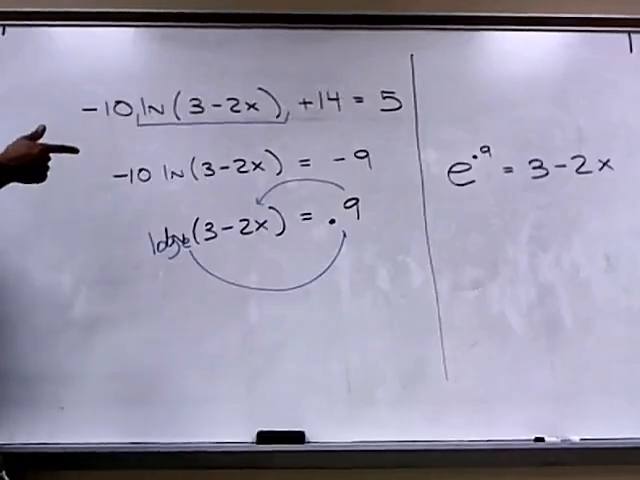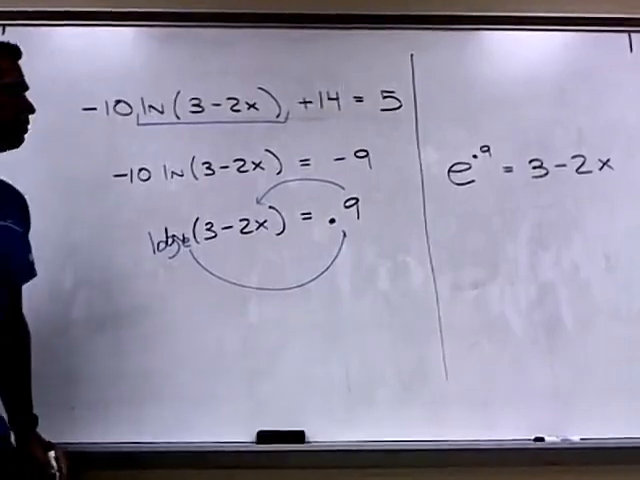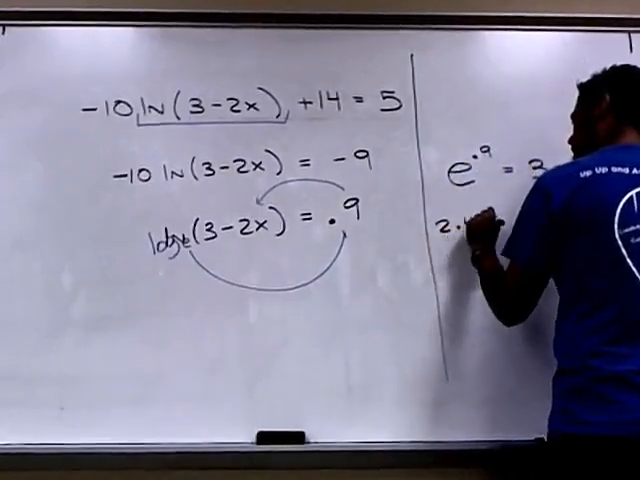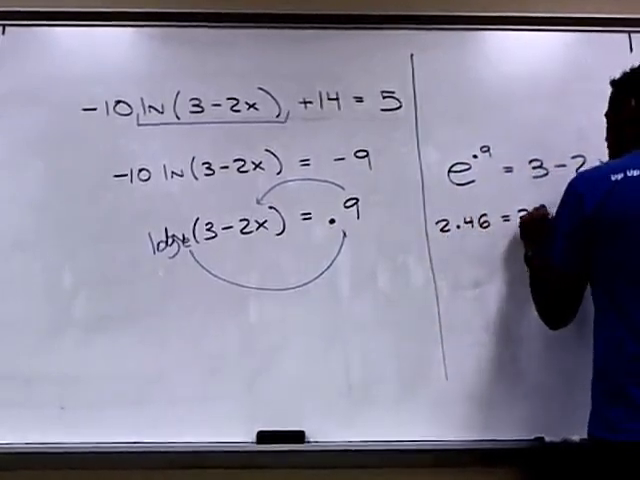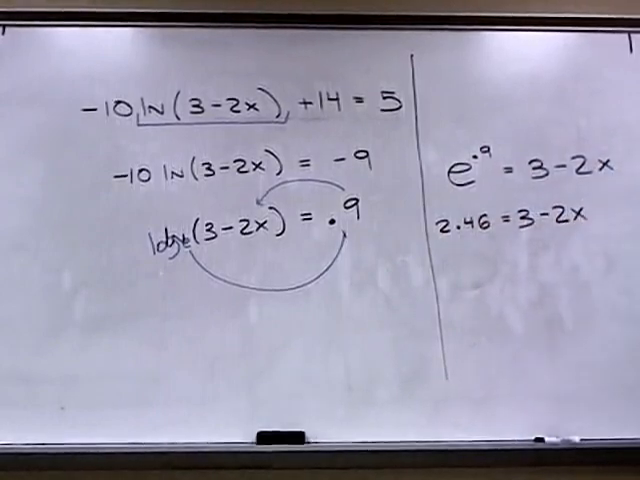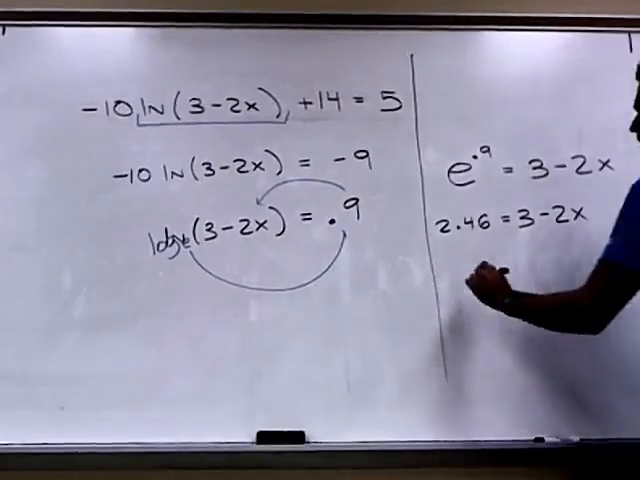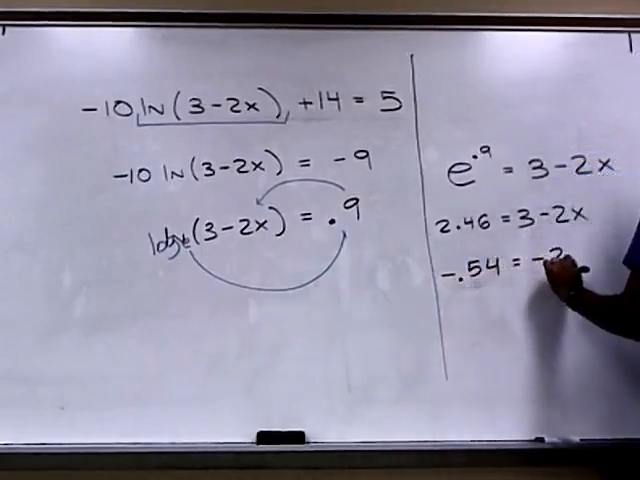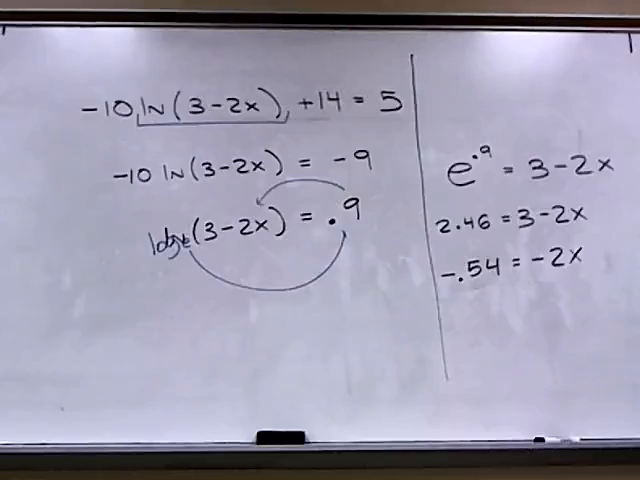And now on your calculator, e to the 0.9, 2.46. And now this is all just linear, right? What would I do? Subtract 3. If you subtract 3, you get negative 0.54. And then equals negative 2x. Divide both sides by negative 2. 0.27, positive, right?